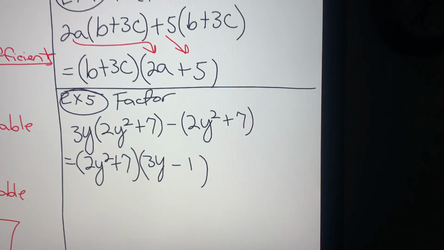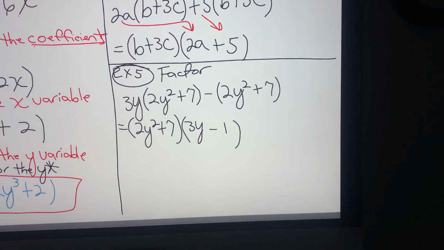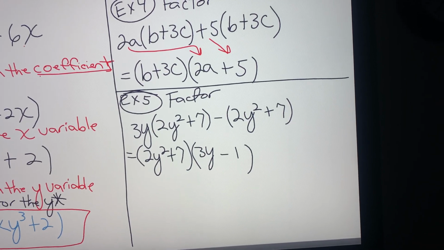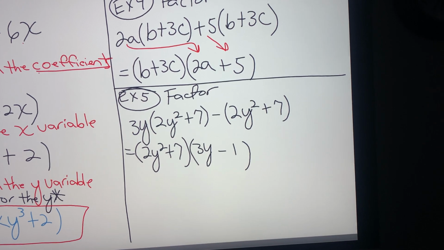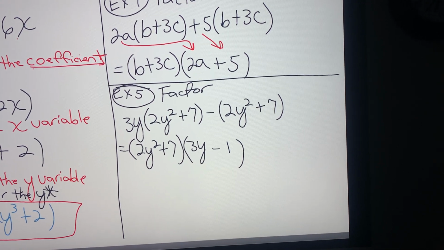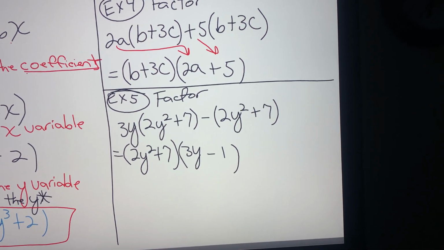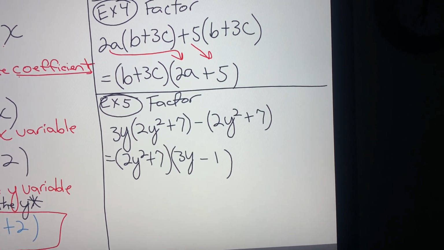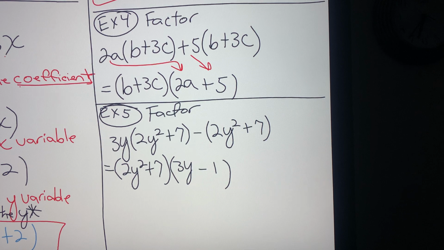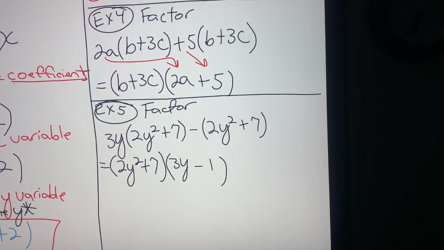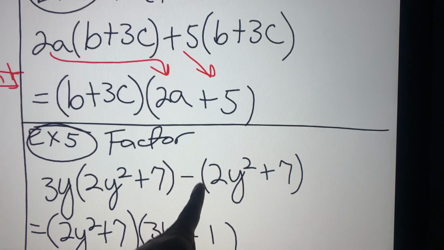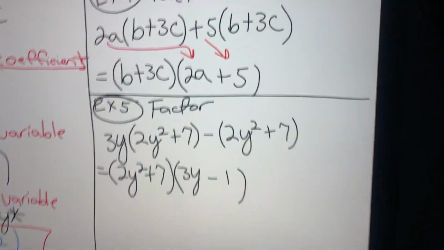And the same thing happens in this next example. We see that the common factor is 2y squared plus 7. So we factor that out as 1. And then open up the other set of parentheses to multiply it with whatever is on the outside. So the 3y goes in there, and minus 1 because there's an invisible 1 on the outside there.